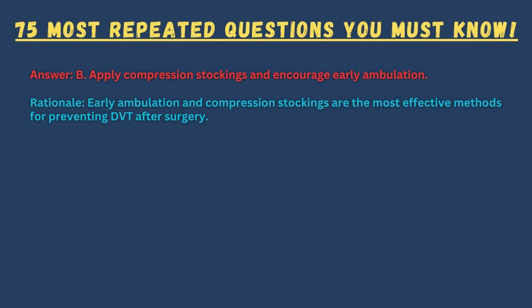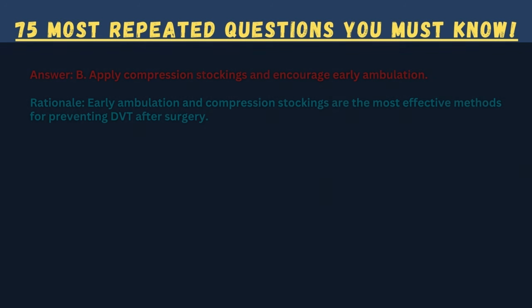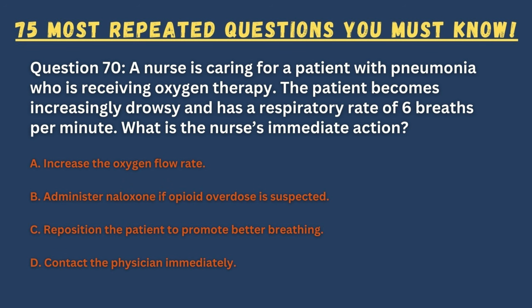Answer. B. Apply compression stockings and encourage early ambulation. Rationale. Early ambulation and compression stockings are the most effective methods for preventing DVT after surgery. Question 70. A nurse is caring for a patient with pneumonia who is receiving oxygen therapy. The patient becomes increasingly drowsy and has a respiratory rate of 6 breaths per minute. What is the nurse's immediate action?